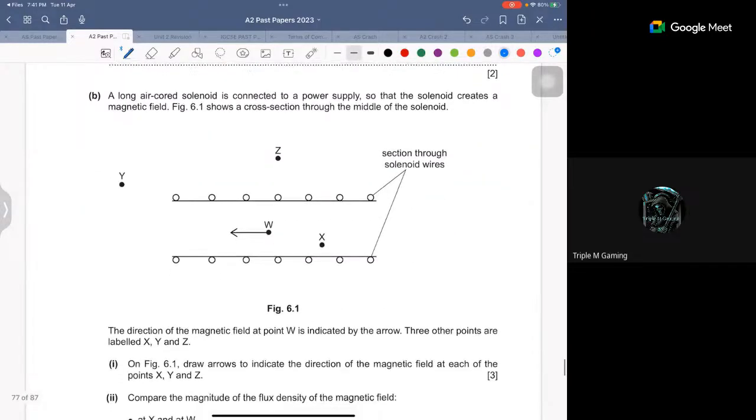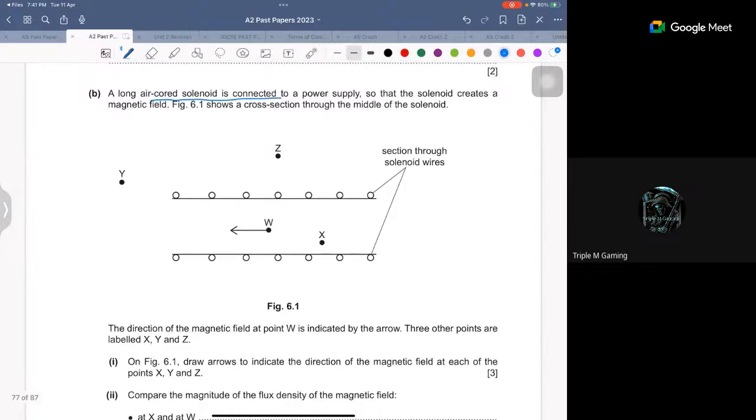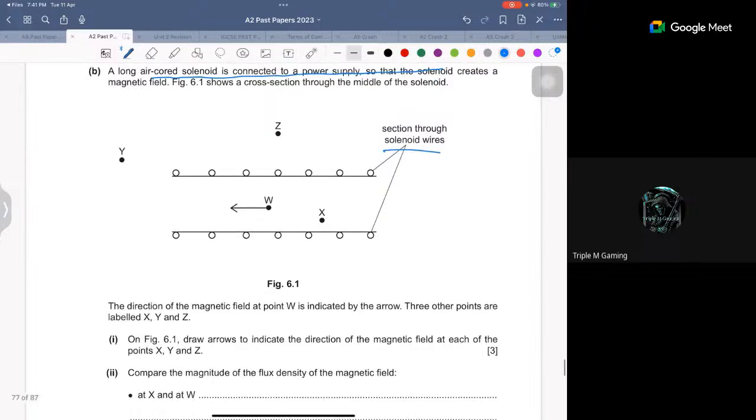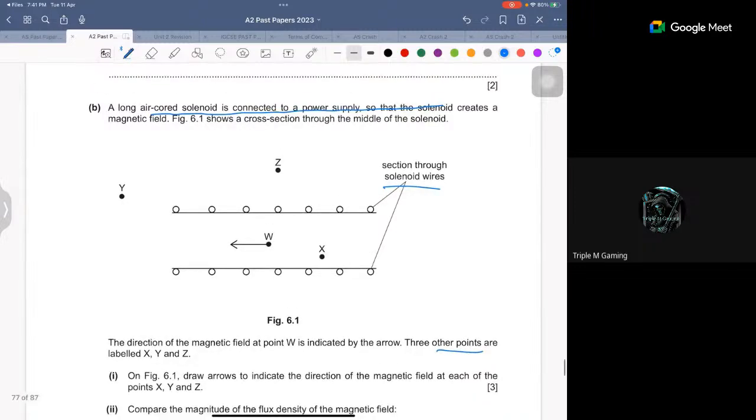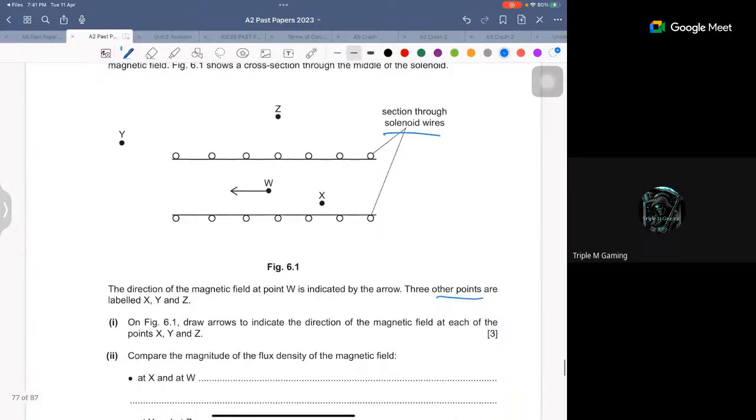Then, a long air-cored solenoid. There is a solenoid with wires, and this is the direction of the magnetic field. Three points are X, Y, Z. Draw arrows to indicate the direction. Okay, now that's good. But I don't know where the current is going and coming from. That's not fair. Okay, one of the directions is given.